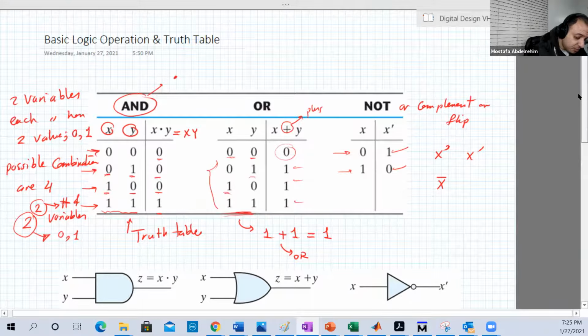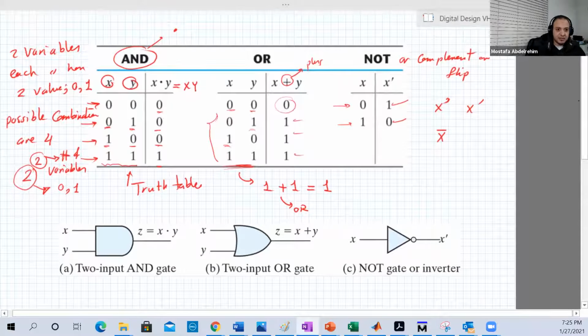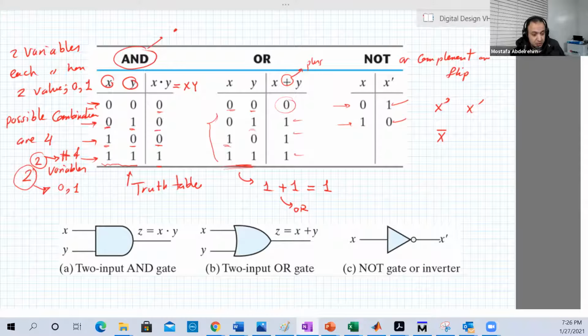Okay. And here are the symbols for such gates. Okay. This is the symbol for the AND. It's like a box with rounded edges on one end. Here is a symbol for the OR, and here is a symbol for the NOT. Okay, these are the 3 symbols for our 3 basic operations.